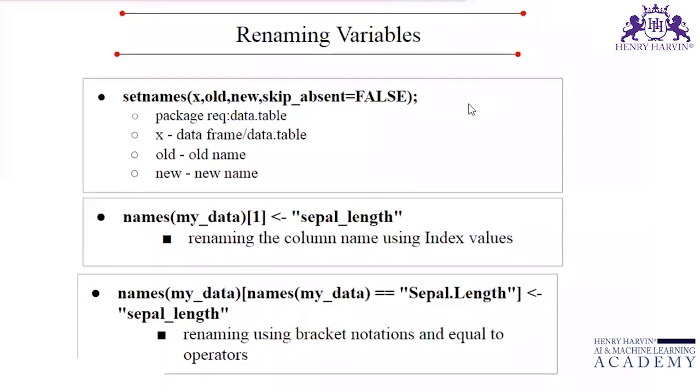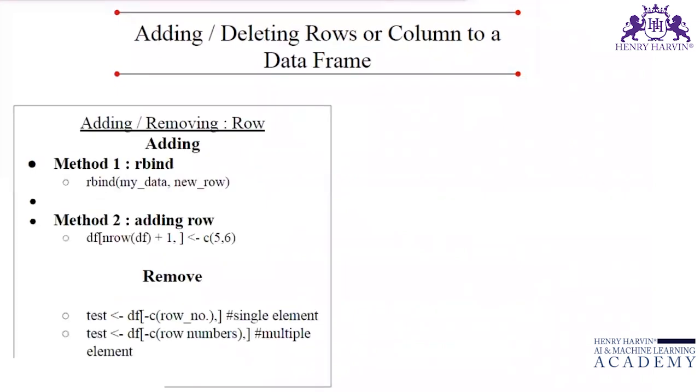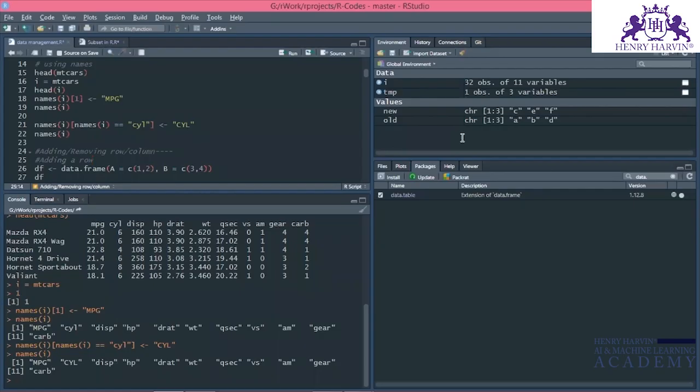Let's move ahead with the next data management topic. We are adding or deleting rows or columns to our data frame. First we will be adding and removing rows. The first method to do that is by using rbind. rbind helps us to add a row to our data set. How can we do that? Let's go to R and do that.